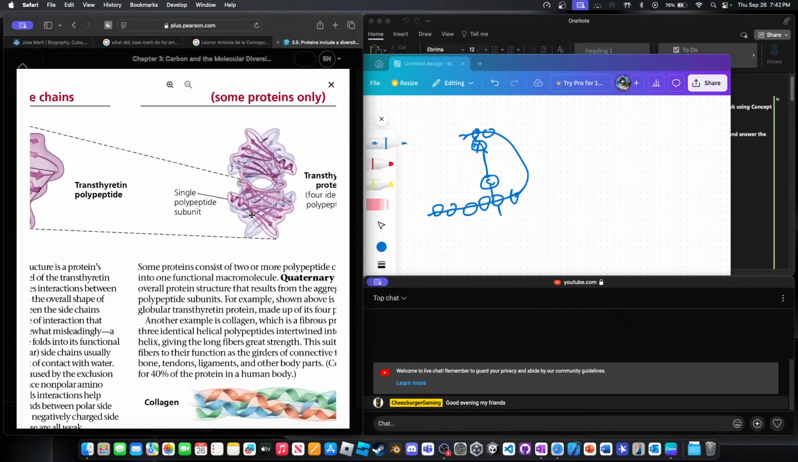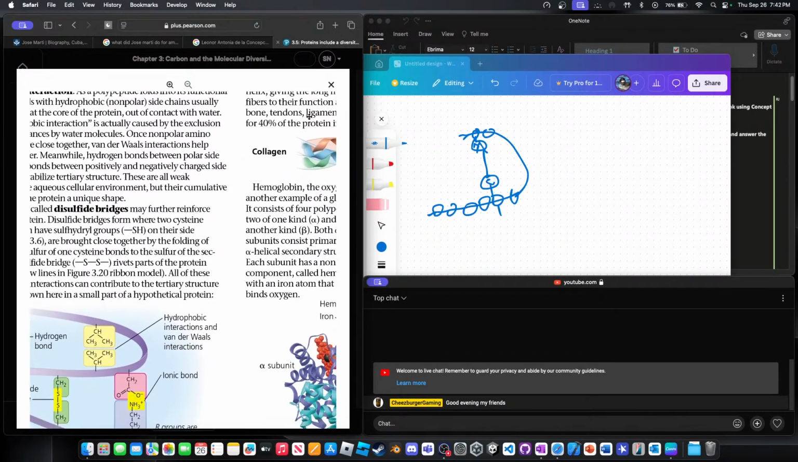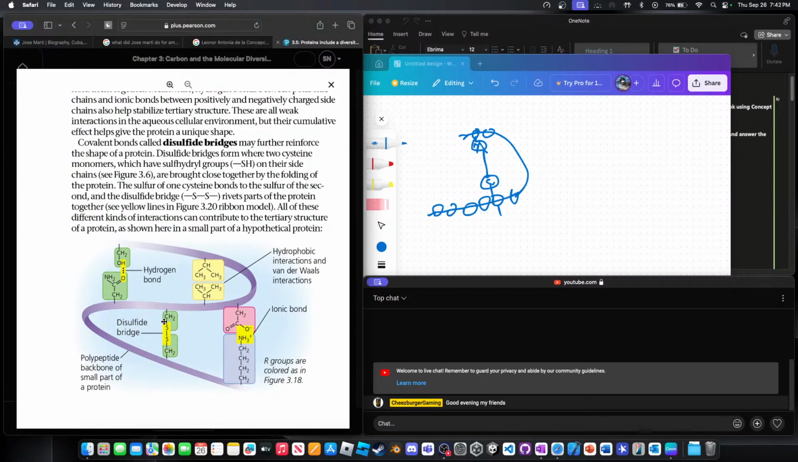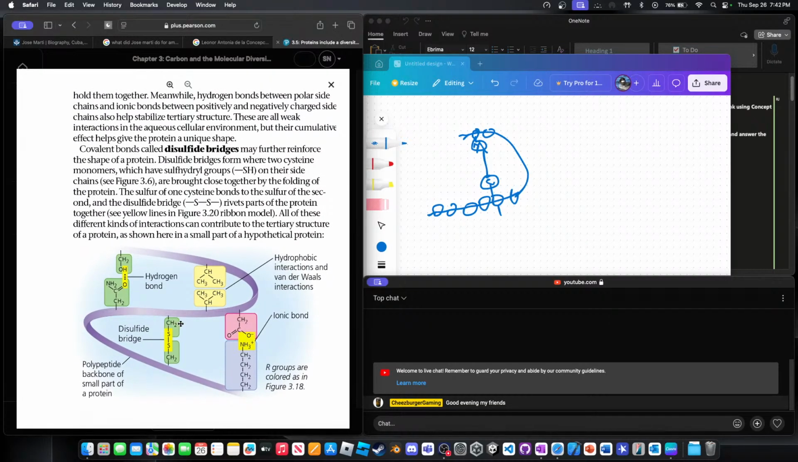So, pretty sure it should be somewhere here. Disulfide bridge, or disulfide bond, same thing, may further reinforce the shape of a protein. Disulfide bridges form where two cysteines. Cool.